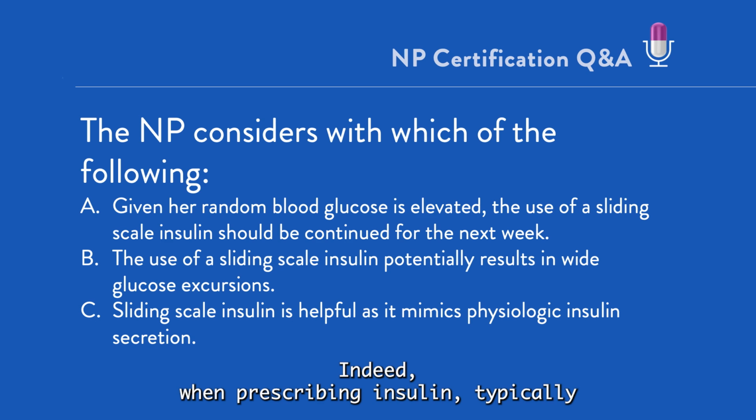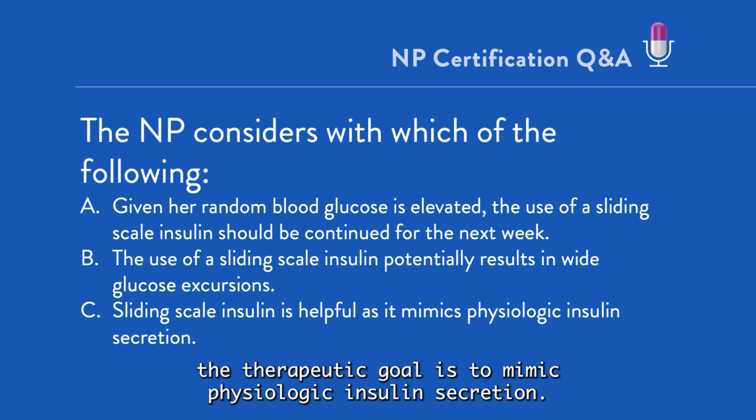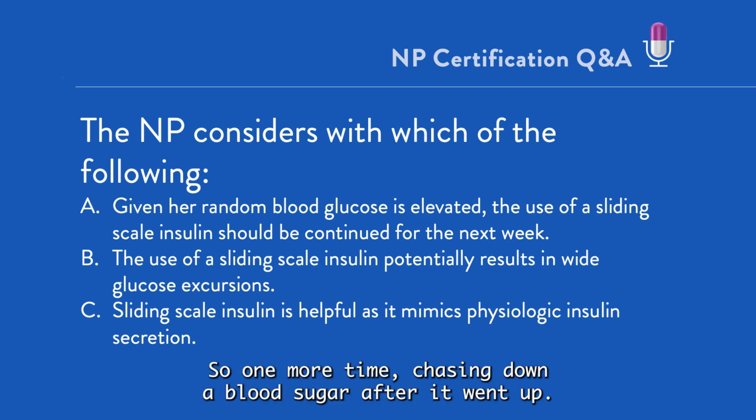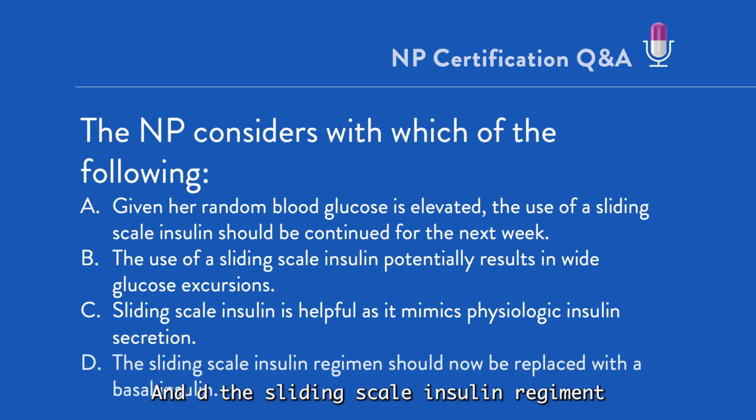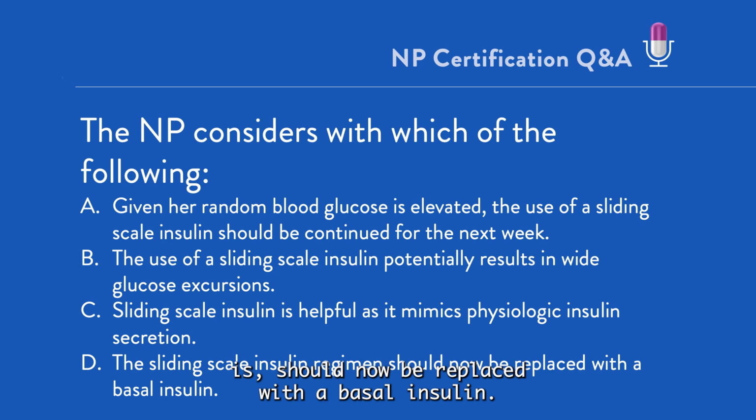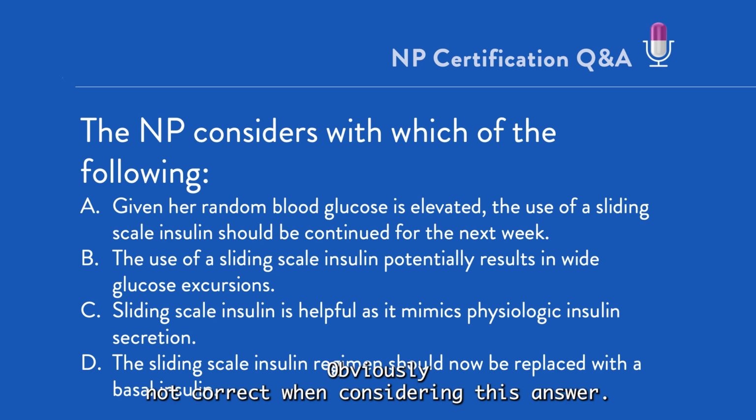Indeed, when prescribing insulin, typically the therapeutic goal is to mimic physiologic insulin secretion. So one more time, chasing down a blood sugar after it went up is not mimicking something that's physiologic. And D, the sliding scale insulin regimen should now be replaced with a basal insulin. Obviously not correct. When considering this answer, think through the pharmacokinetics.